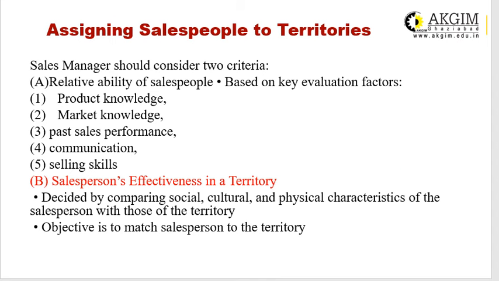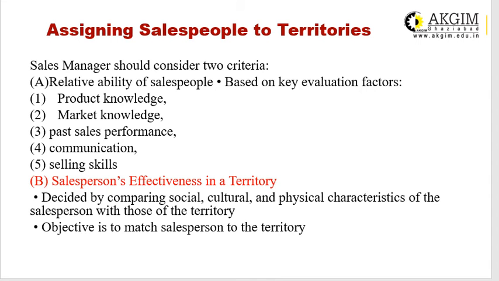Now I talk about the assigning of the sales territories to the various salespeople. It is the work of the sales manager who assigns the sales territories to salespeople. He assigns the territories based on mainly two criteria. One is the relative ability of the salespeople, and secondly, the salesperson's effectiveness in a territory.